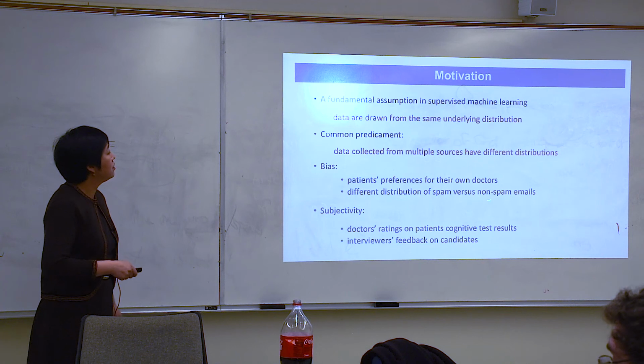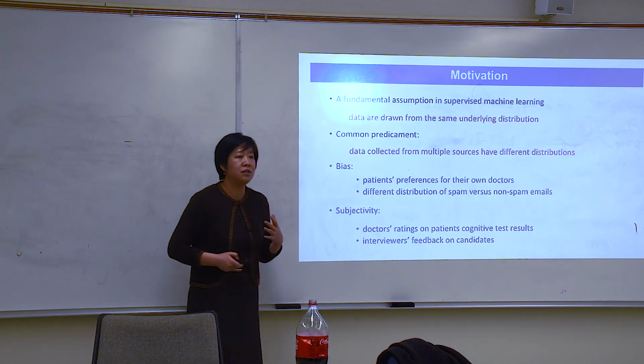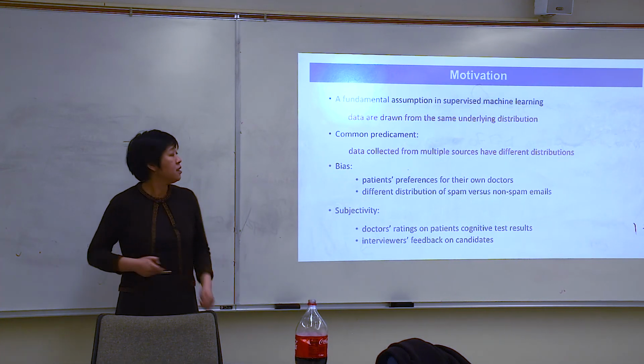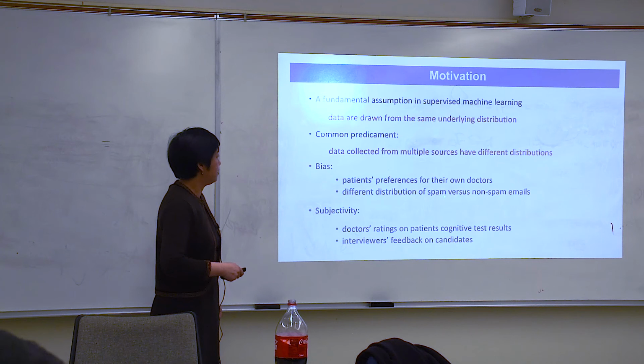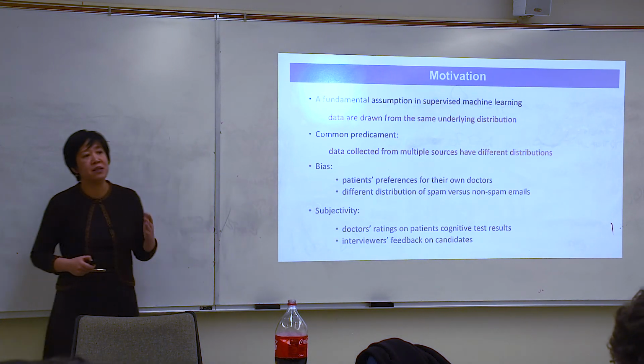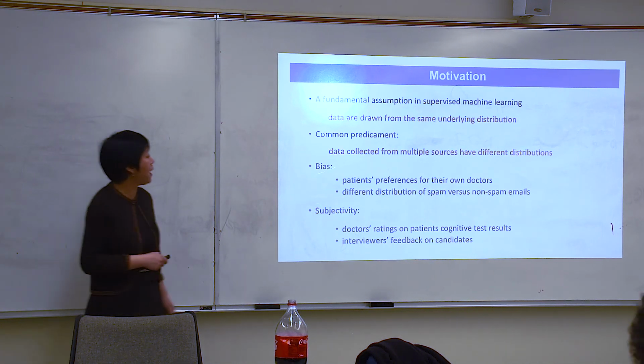Another example would be email. When we try to distinguish whether an email is spam or non-spam, it depends on the user group. So there's a different distribution of spam and non-spam email among different user groups. We call this bias.